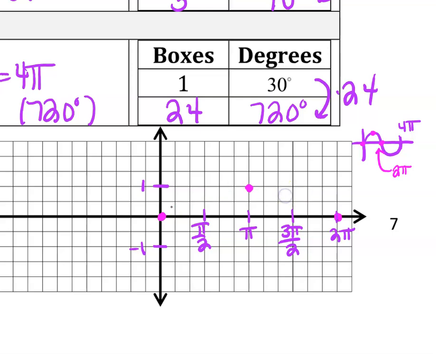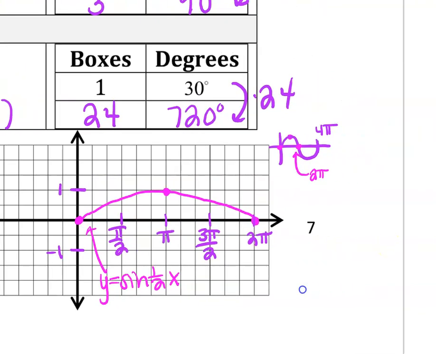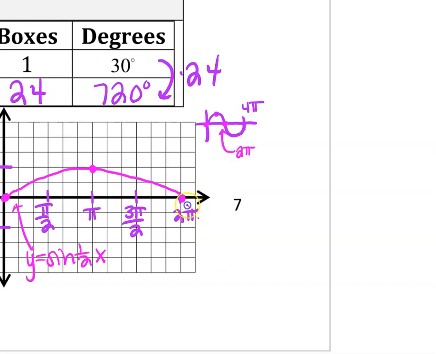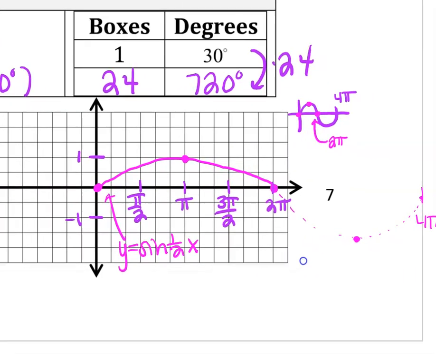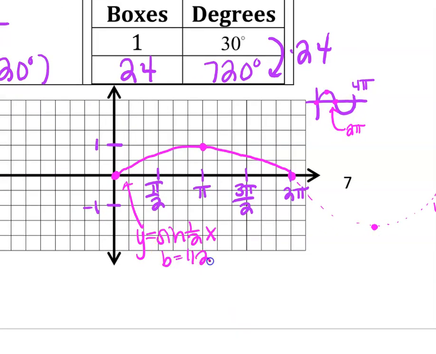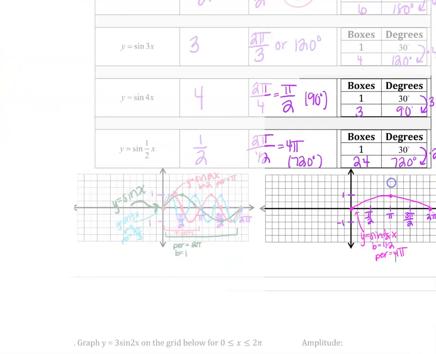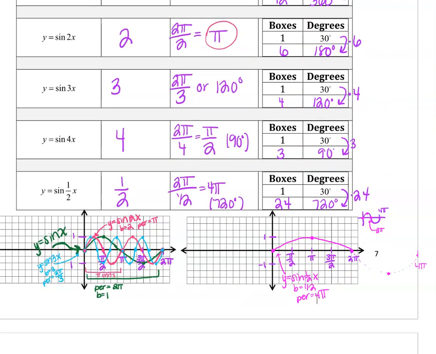I'm actually going to redo this curve. I don't like how that looks. That looks a little bit better. All right, so I'm going to go ahead and label this y equals sine of 1/2 x. And again, if I were to continue this, so obviously there's not enough space here, but if I were to continue this, it would look like that. It would end at 4 pi, and there'd be a minimum right there. But this is how much I'm fitting here. So this guy has a frequency of 1/2 and a period of 4 pi. All right, so that's our whole table.